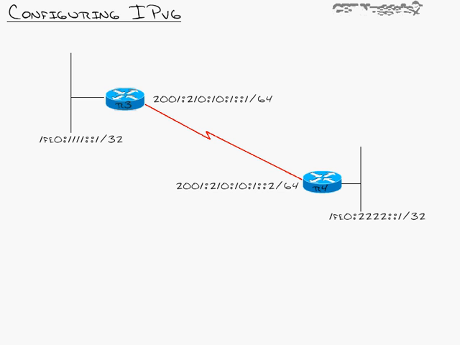So that is how you configure OSPF version 3. In my opinion, once you get used to the commands, it's much more simplified than the IP version 4 version because there is no more network command.